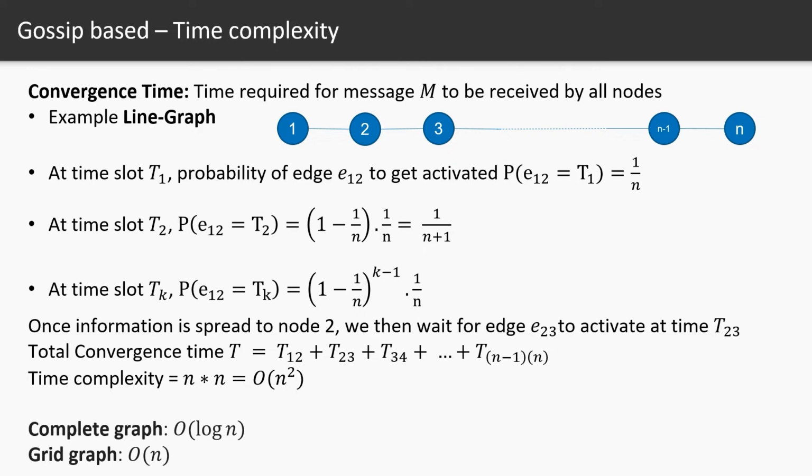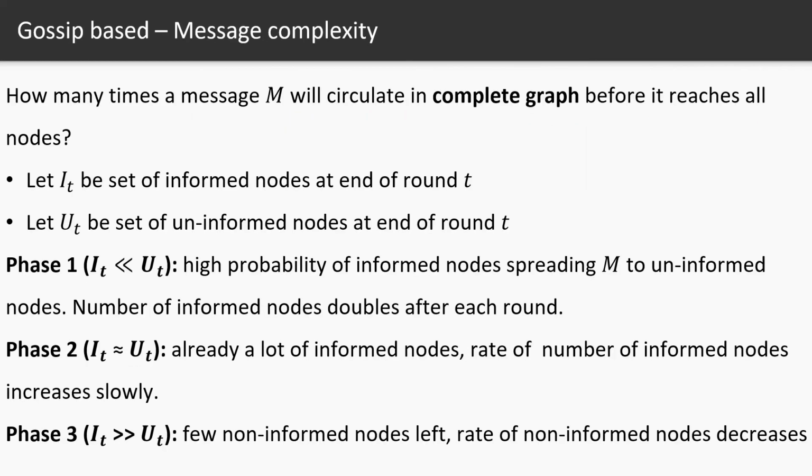And looking at the properties of other topologies of the graph, we have n to the power log complexity for a complete graph, and for the grid, the time complexity would be exactly proportional to the number of nodes. So gossip algorithm message complexity defines how many times a message m will circulate in, let's say, a complete graph before it reaches all of the nodes.